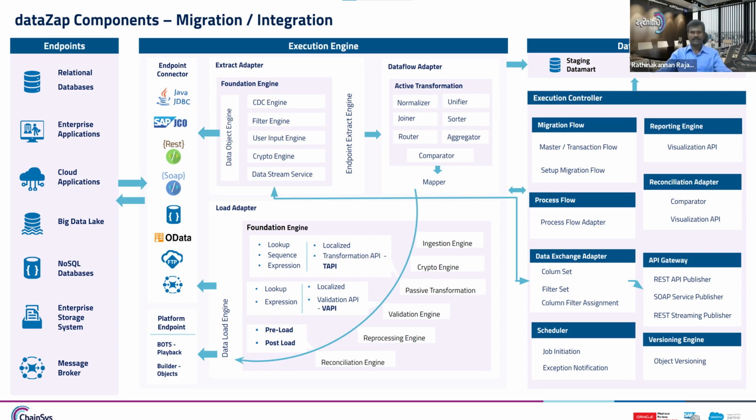Then we have unique components like migration flow, for helping organizations migrate data from one system to another, and process flow for orchestrating complex data integration scenarios. Then a data exchange adapter to seamlessly pass the data from multiple systems as a service. Then we have a scheduler to schedule your jobs, and for all the batch mode data integrations. So with that architecture overview, let's move on to the next one.